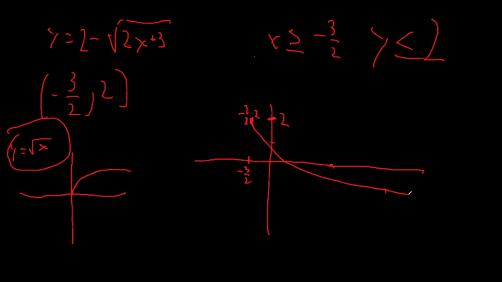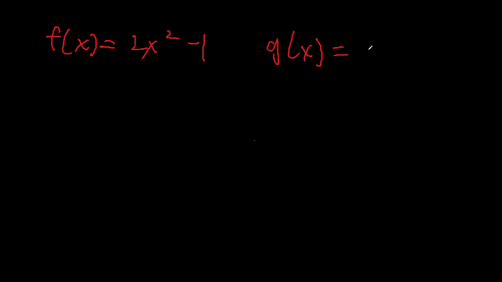It'll go something like that. So this is a graph that you can probably do without a calculator. Composition of functions. I don't think this will take as long as the other things, but let's say that you have f of x equals 2x squared minus 1 and g of x equals x plus 1.